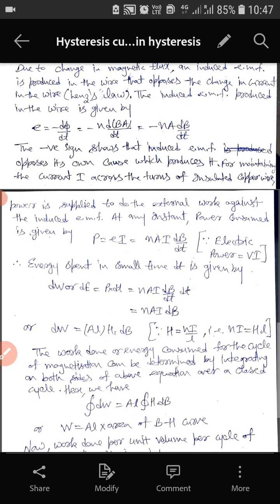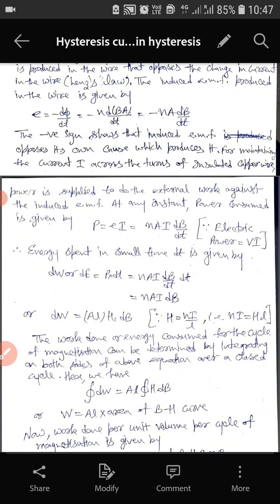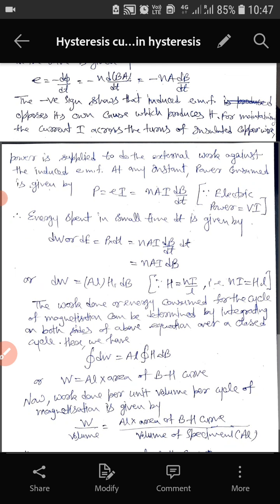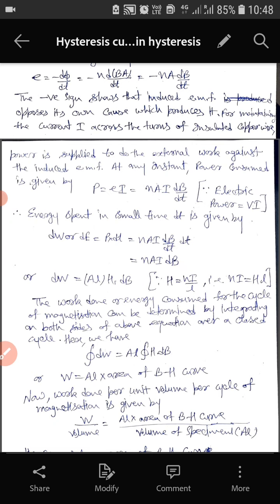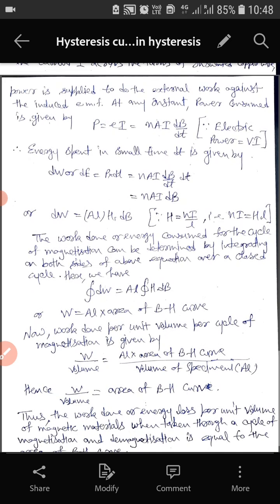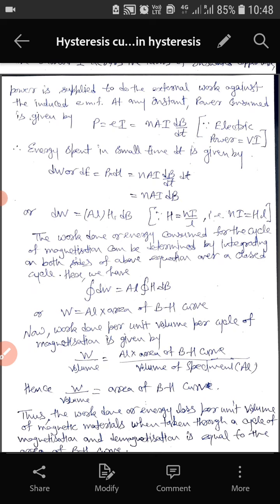So at any instant, power consumed is given by P equal to VI, the electric power. Here V, the potential, is nothing but our EMF, so E into I, and E was NA dB by dt, into I. So the energy spent in a small time dt is given by the work done dW or dE, which is power into dt. So this will become NAI dB.